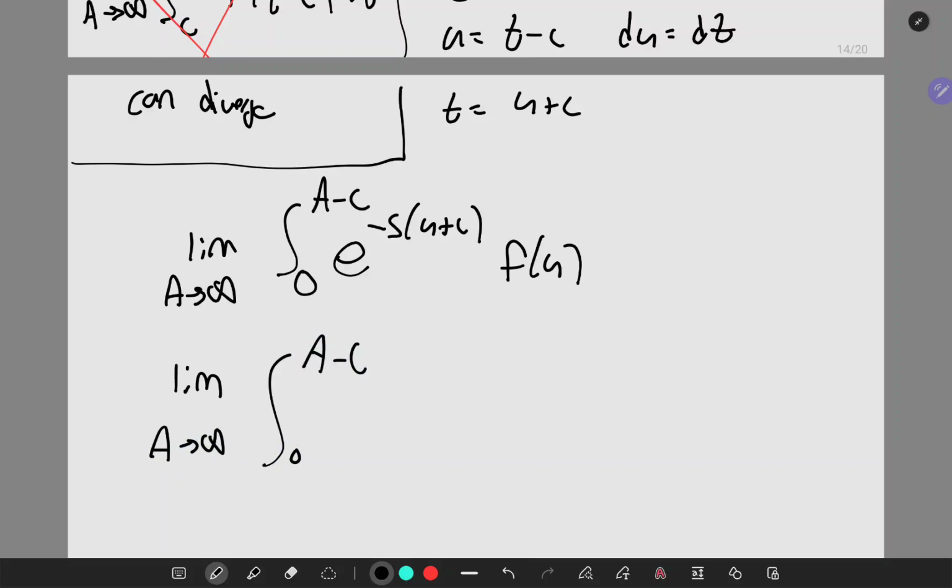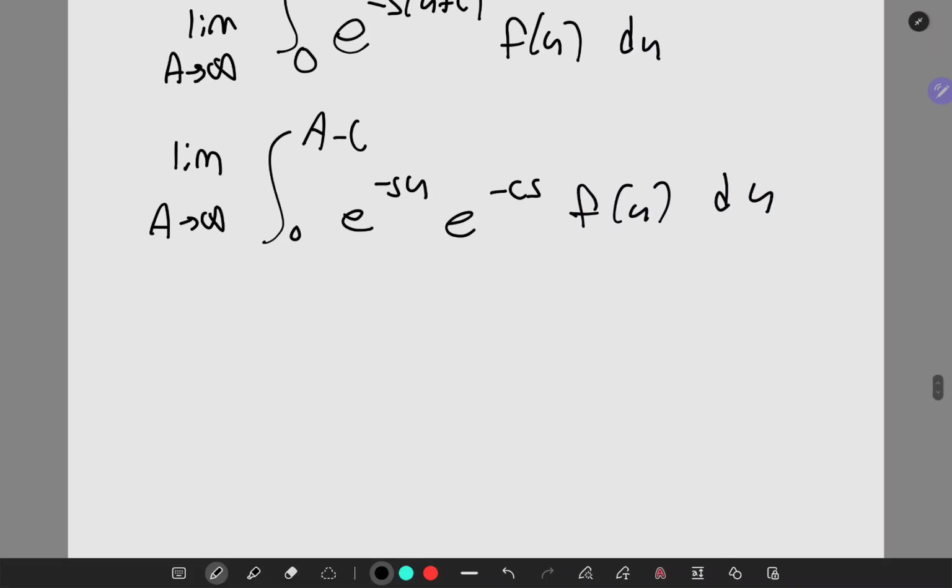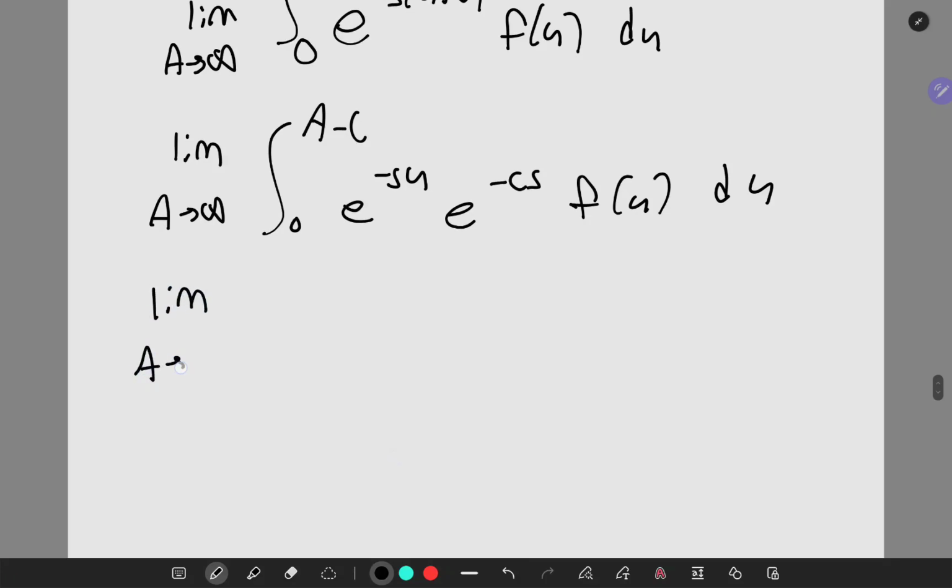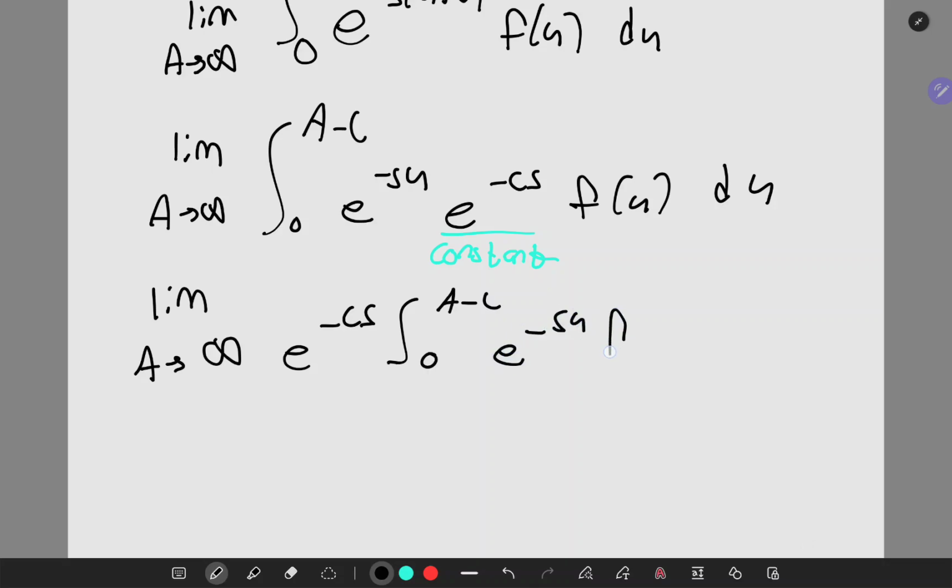Zero to a minus c, this would be e to the negative su, e to the minus cs, f of u, du. This would then be, this is a constant, right? It has no u term in it. Pull that out, we have e to the minus cs integral 0 to a minus c, e to the minus su f of u du.